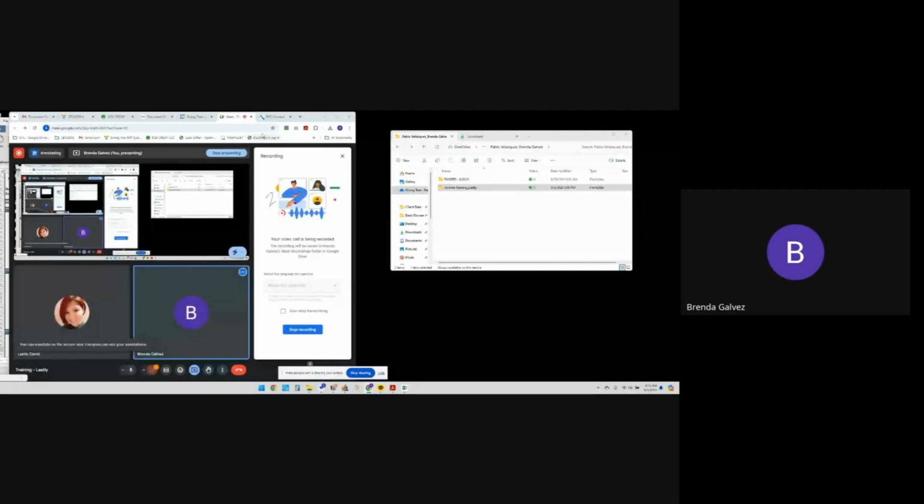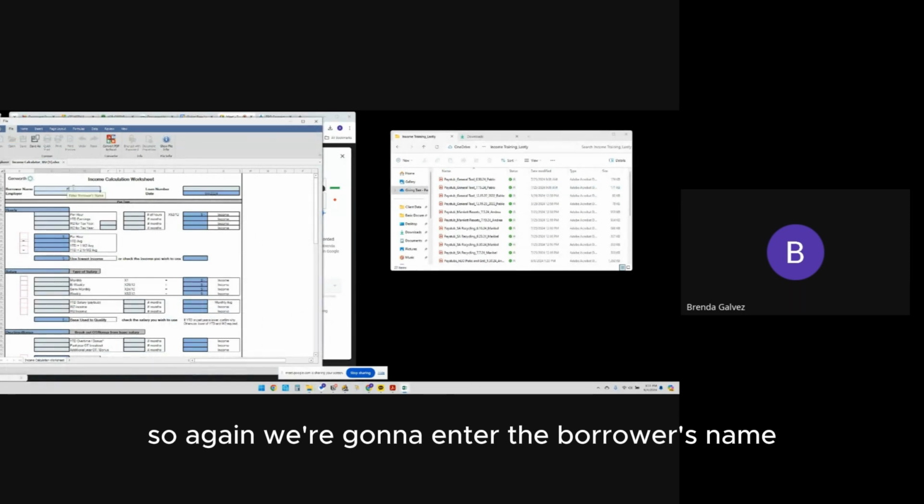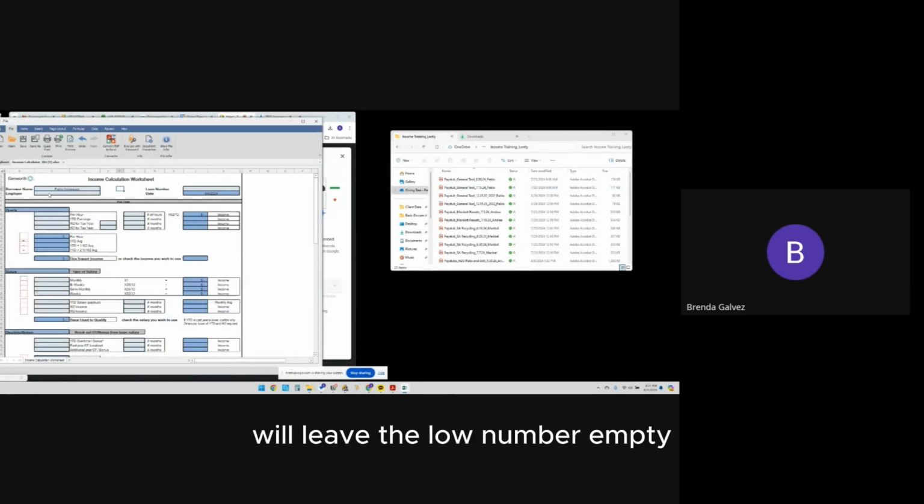Let me, hold on. I know I have it in here. That's right here. Sorry, I have so many files open. Can you see my screen? Yes. Okay. So again, we're going to enter the borrower's name. We'll leave the loan number empty and then the employer.